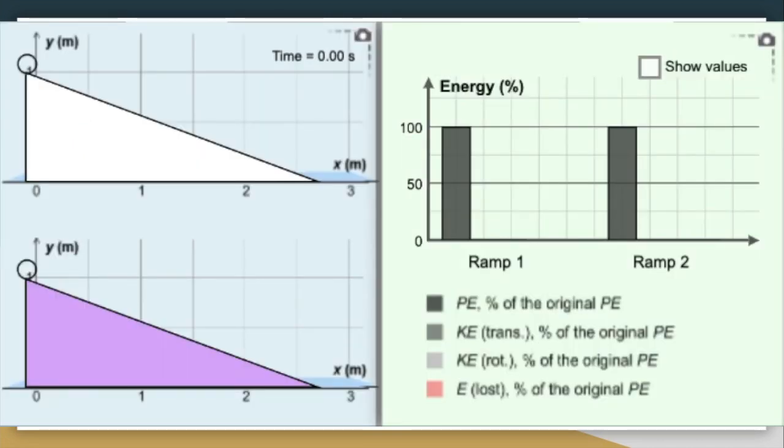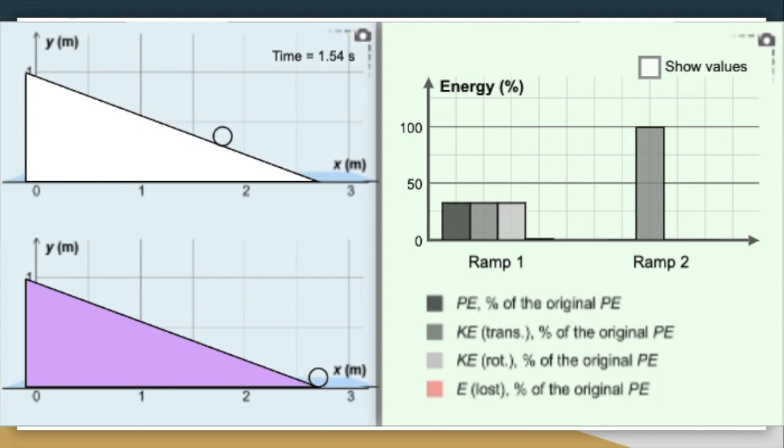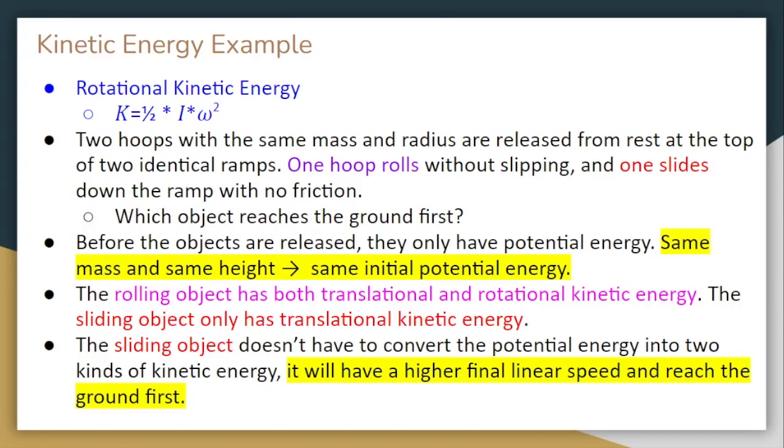The rotating object has to transfer its potential energy into both translational and rotational kinetic energy. Because of that, it's going to have a slower linear velocity when it reaches the bottom, and it's going to reach the bottom second because it's reaching the bottom at a slower speed.